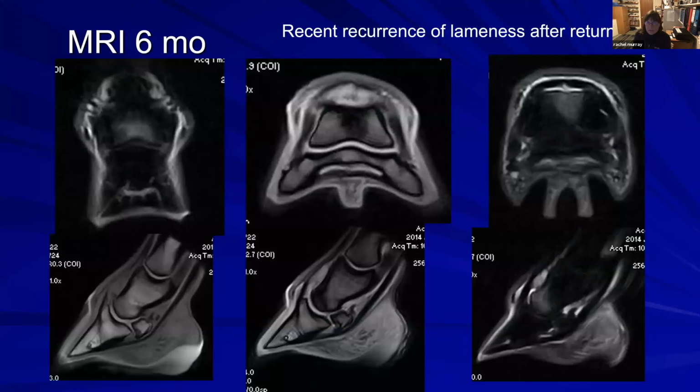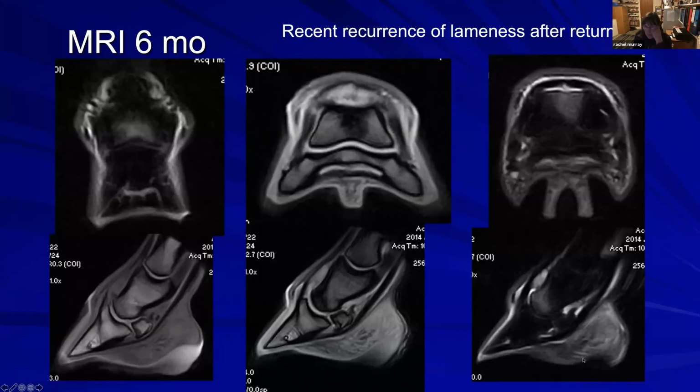However, at 6 months, there was a recent recurrence of lameness after the horse returned to work. So the horse was back in full dressage work, and at this point we have got dorsodistal bone injury of the middle phalanx, which we can see here on all our different sequences. We've got mild changes in the navicular bone also, but the majority is here.